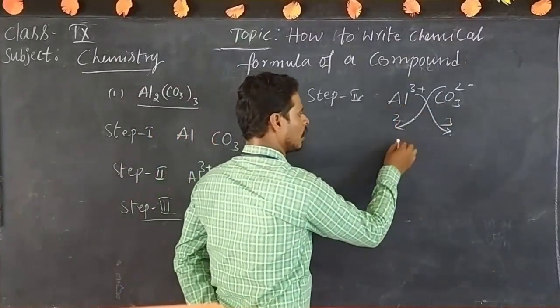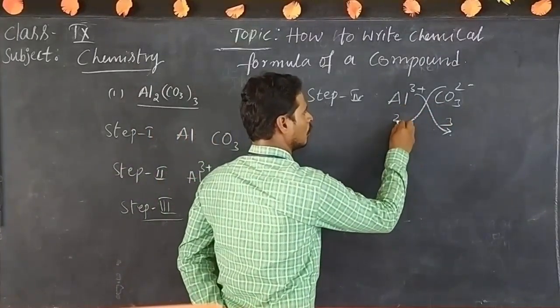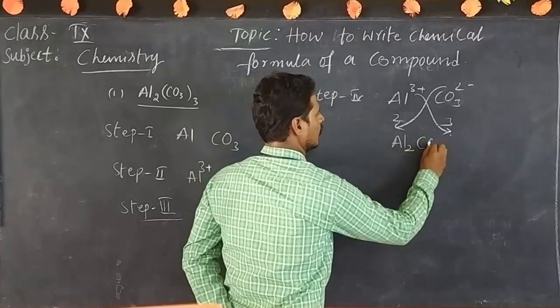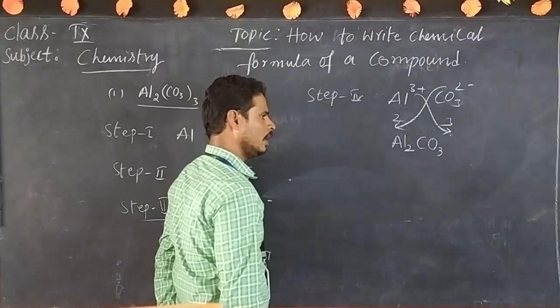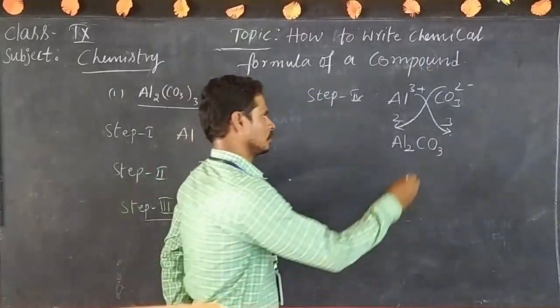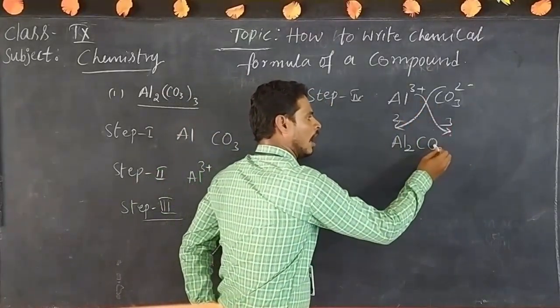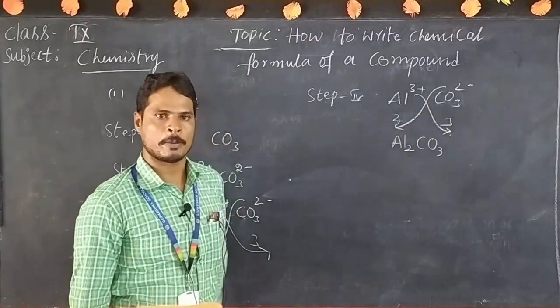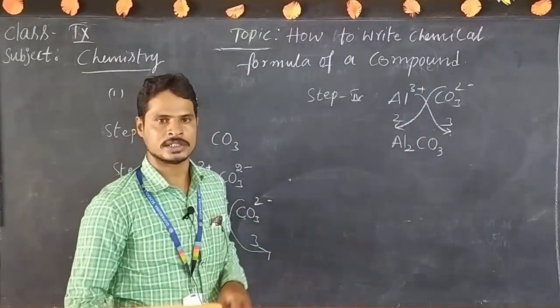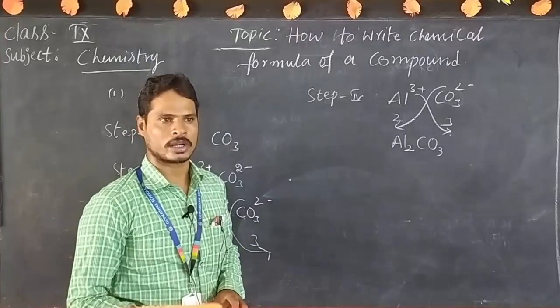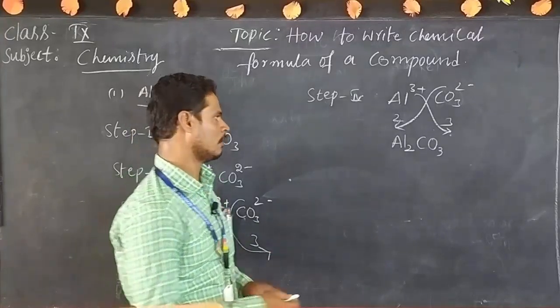Now how should we write the formula? Al2, CO3. So here, if the anion contains a group of atoms and has more than one valency, enclose it in a bracket, then write the valency number.